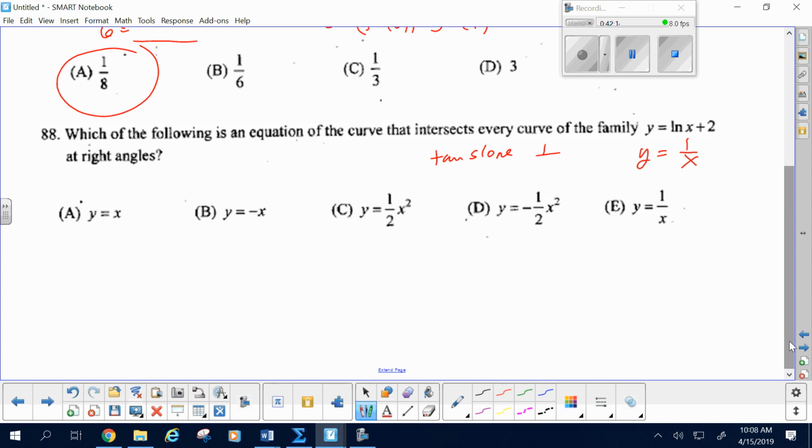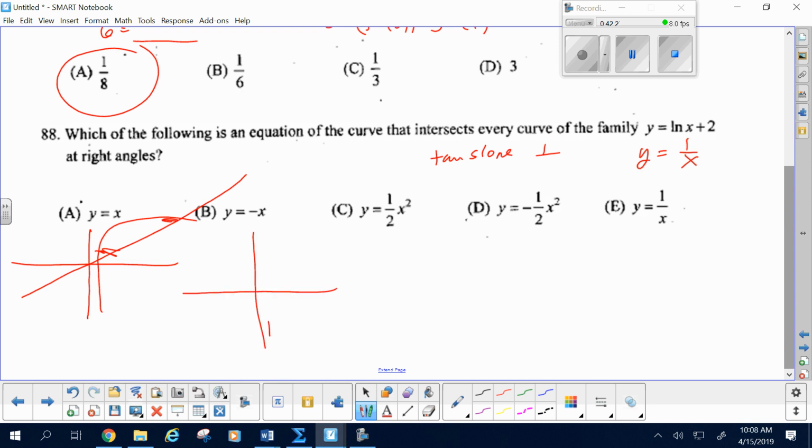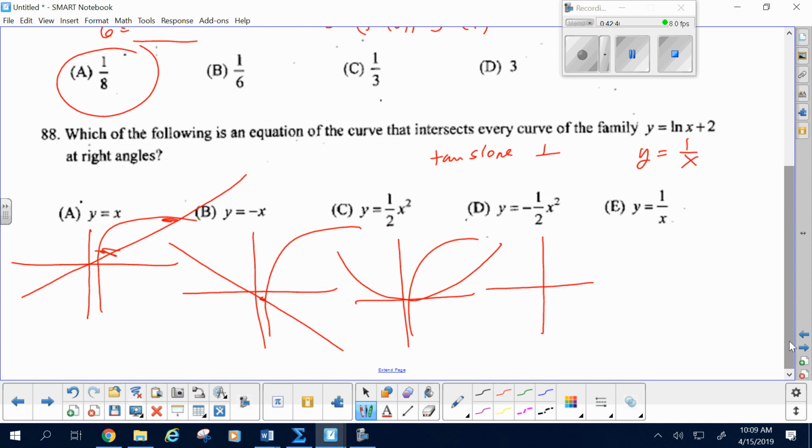Some of these I just ruled out by knowing the graph. Natural log of x plus 2 is shifted up 2, right? This to me was not going to be perpendicular there, so I didn't even try that. I felt like this was a maybe. I didn't know for sure there. This I felt like was a maybe. I wasn't sure. This was a maybe. I guess in retrospect, that didn't rule out many choices.